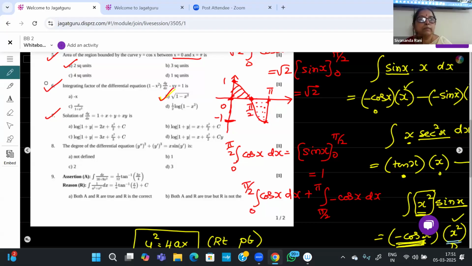Which option? B, ma'am. Very good, yeah, it is B. And do you all know how to make out what kind this is? See, the presence of XY here can make you suspect that it is linear in X, linear in Y probably. Yeah, it can be linear in Y. You can bring it to the left and realize that.